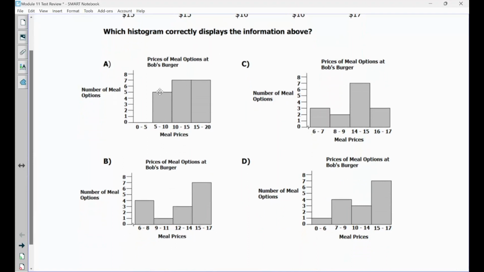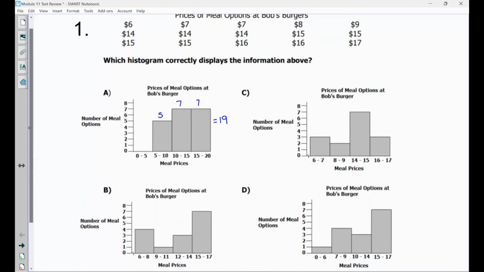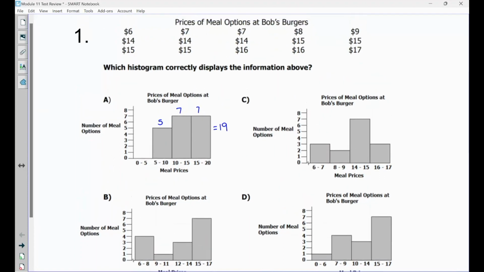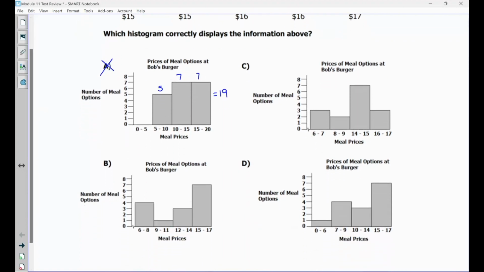So this first one has 5, 7, and 7. So 7 plus 7 is 14, plus 5 is 19. So this would mean there are 19 pieces of data. And I don't have 19 pieces of data. I have 3, 6, 9, 12, 15. So A is already not the answer. Let's look at the next one.